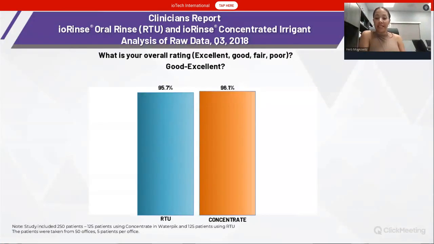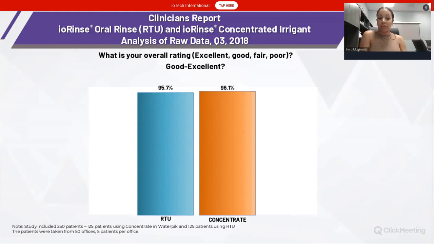In 2018, clinicians did an evaluation of our ready-to-use rinse as well as our concentrated irrigant. In this evaluation, there were 250 patients. 125 of those patients used the concentrate in a water pick at home. 125 of those patients used the ready-to-use formulation. The patients were taken from 50 offices, 5 patients per office.